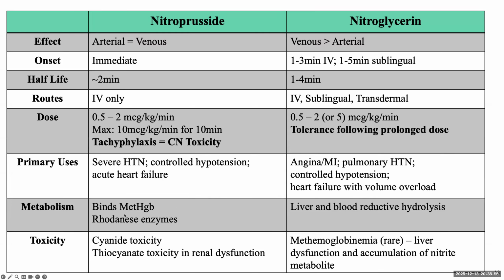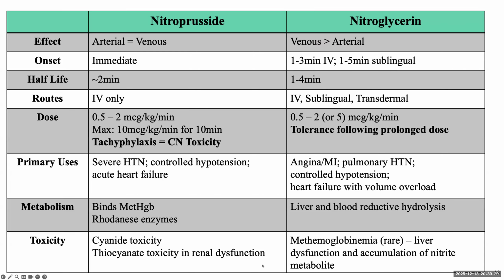We talked about metabolism, not of nitroprusside here. Remember, this metabolism refers to the cyanide. Nitroprusside itself is just immediately broken down to its various components. Nitroglycerin undergoes liver and blood reductive hydrolysis. And again, we're worrying about toxicity. We have cyanide as an issue with SNP, whereas with nitroglycerin, maybe methemoglobinemia, which is rare, but higher risk when we have liver dysfunction.